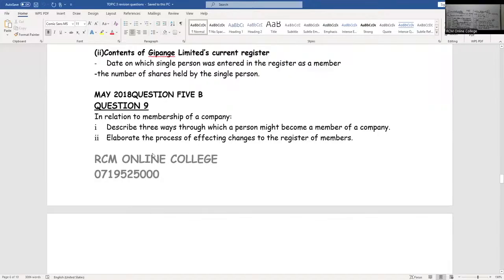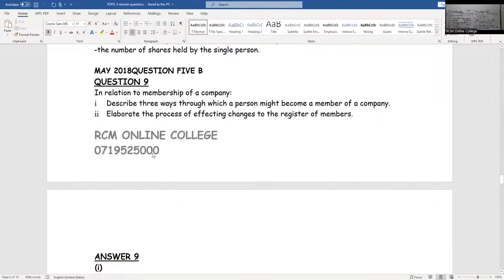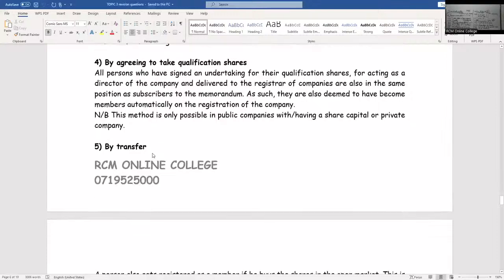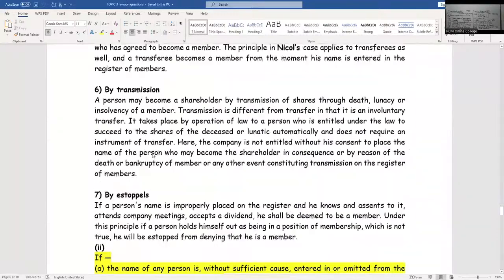In May 2018, describe 3 ways through which a person might become a member of the company. They really like that question. How to become a member.